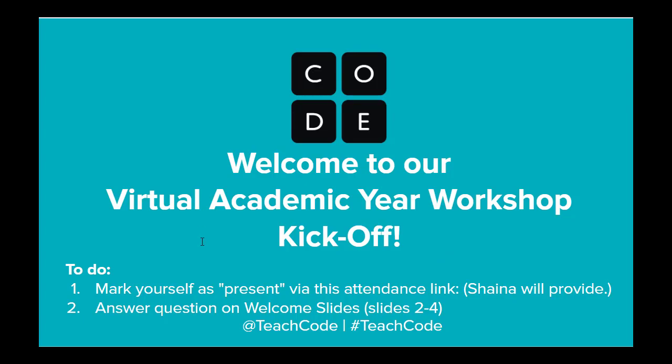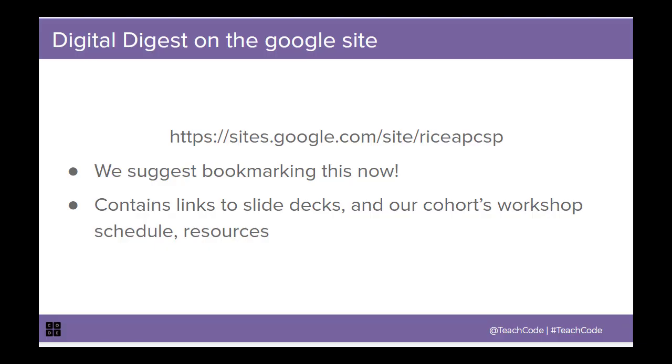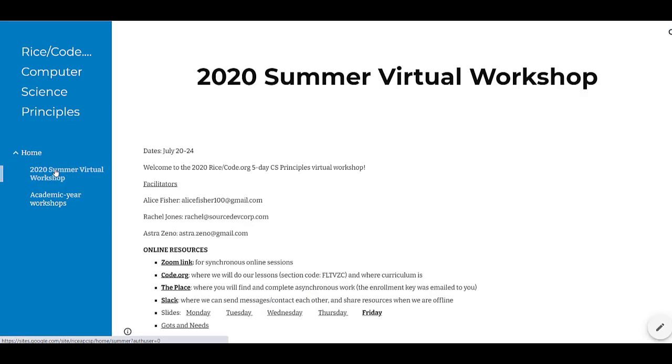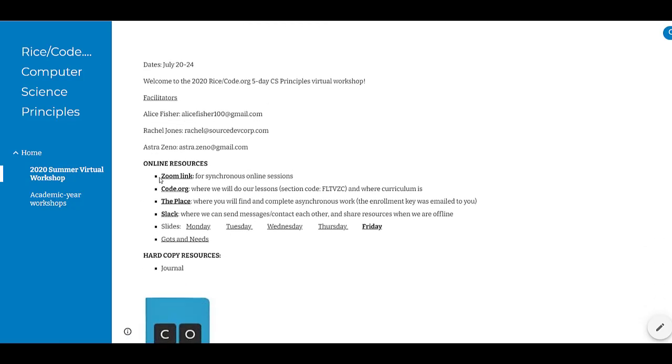In order to get to these slides, I'm going to point you to our workshop website. If you haven't bookmarked this yet, I definitely encourage you to do so. So let's take a look at this Google site. It's been updated a bit. This is the home page, and if you click on the first tab here, this is the summer virtual workshop. We've got the links, and the Slack link is here. Somebody had asked about the place link, and it is also here. The slides as well, if you want to refer back to them.